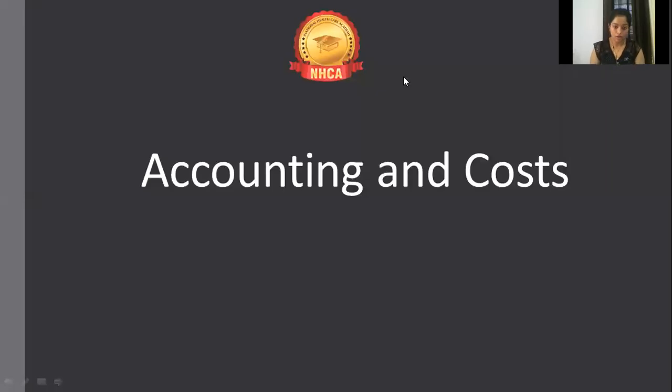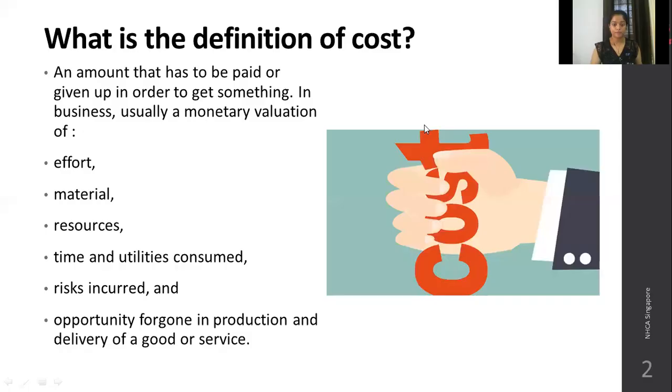Accounting and cost involved in Six Sigma Green Belt. So, what is the definition of cost? The amount that has to be paid or given up in order to get something done. So, in business, usually it is a monetary valuation.